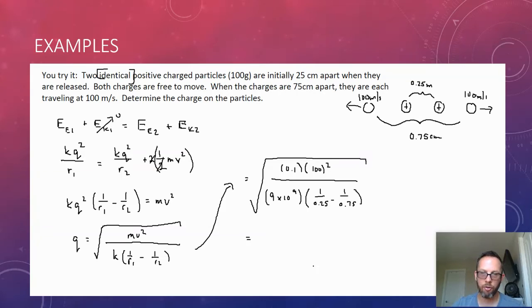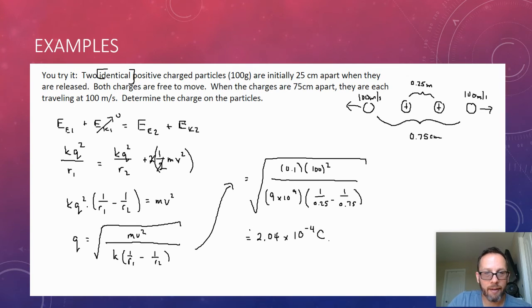So I got 2.04, or just 2, but I'll say 2.04 times 10 to the -4 coulombs. And I know it's positive. They are positively charged particles. All right.